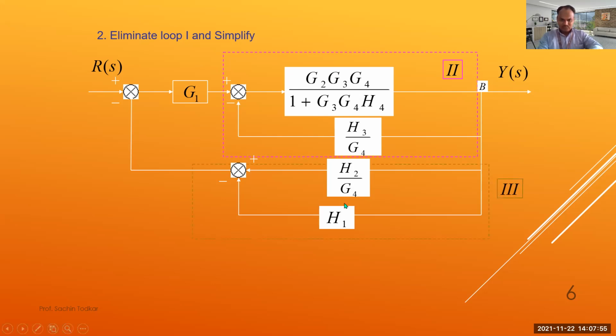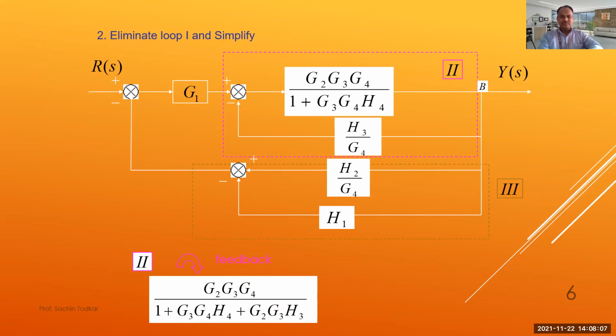And these two are in series, so we can add them. Plus and minus signs are there, so we can add them directly. So the feedback loop number 2 will be G2, G3, G4 divided by 1 plus G3, G4, H4, plus G2, G3, H3 by simplification. And loop number 3 will become H2 minus G4 H1 divided by G4.